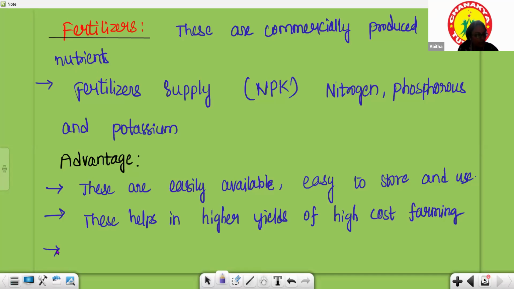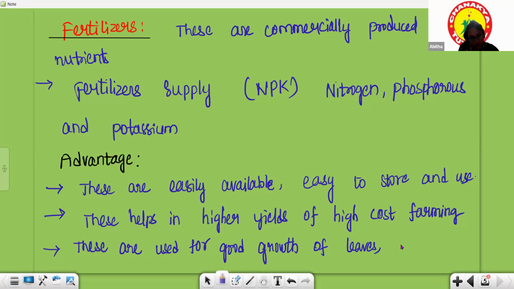These are also useful for healthy plant growth, to maintain proper growth of leaves, branches, and flowers. So these are used for good growth of leaves, flowers, and branches.